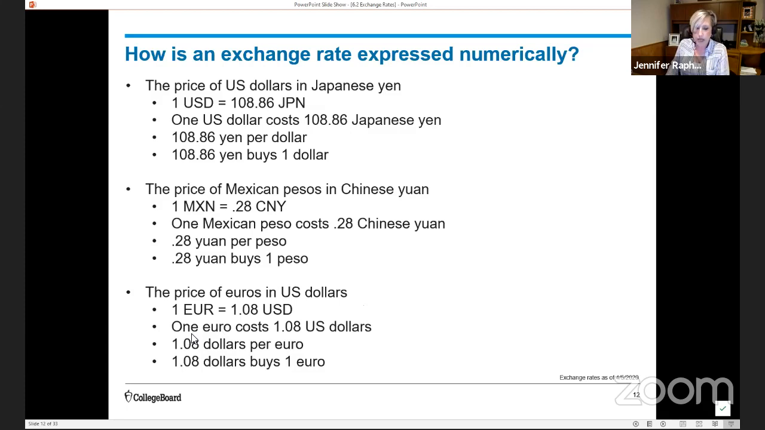All right, so what we're saying here is 1 euro costs 1.08 US dollars, or $1.08. So it can be expressed as $1.08 per euro, or $1.08 buys 1 euro. So that's how you read an exchange rate.